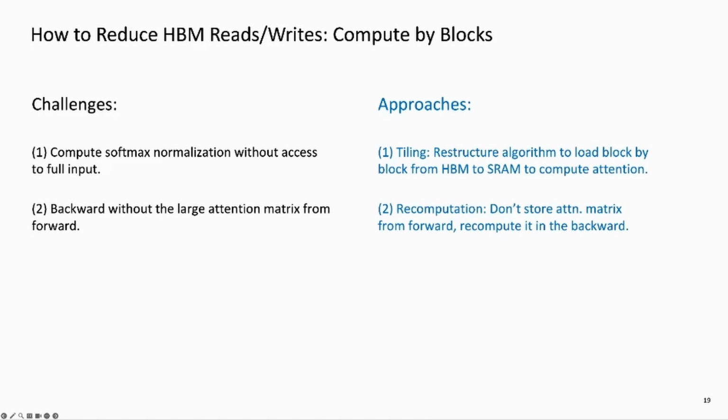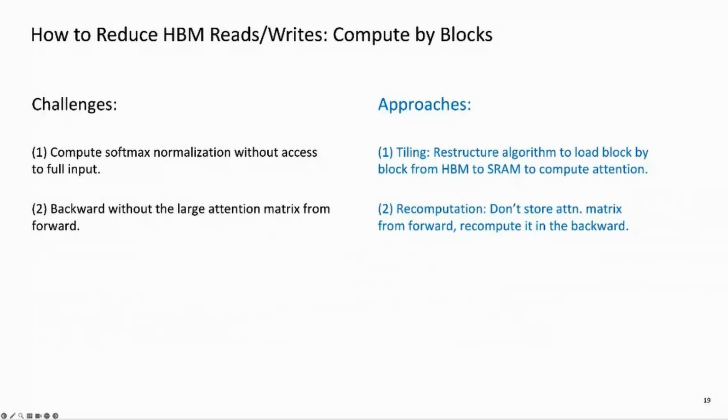So tiling, which means restructuring the algorithm to load block by block from HBM to SRAM to compute attention. You need to combine this with the online softmax trick, which people have been writing about for several years. And for the backward pass, you can do recomputation. It turns out you don't need to store the attention from the forward pass. You can recompute it in the backward pass. And surprisingly, that's faster.